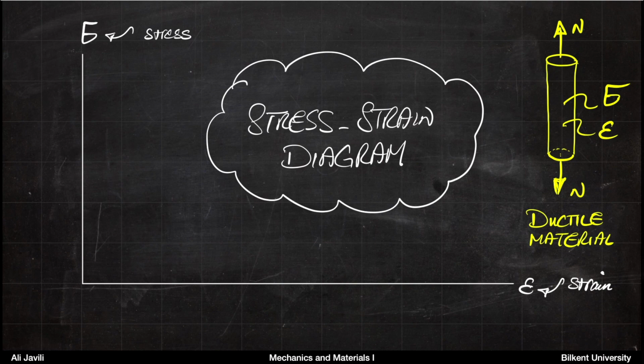It gets more interesting when you talk about ductile materials, and most of the engineering materials that we use, such as steel, fall into the category of ductile materials. Again, in mechanics and materials 2, you learn a lot more about these two types of materials, their key characteristics, and their failure modes.